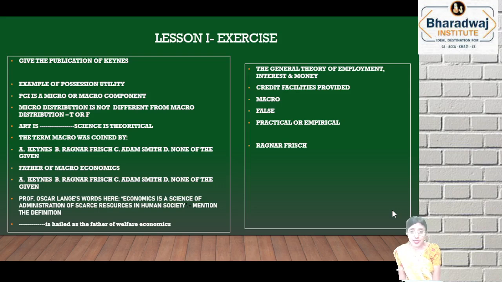Father of neoclassical economics is Alfred Marshall. Didn't you tell that, Karan, early this morning? Father of neoclassical economics is Alfred Marshall. Father of classical economics is Adam Smith. Father of macroeconomics is Keynes. Father of modern economics is Keynes.